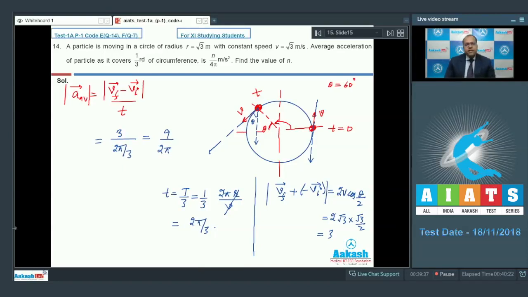So if I compare this acceleration with the given acceleration, that is n divided by 4 pi, then the value of n comes out to be 18. So the correct answer for question number 14 is 18. Let's move to the first paragraph containing question number 15 and 16.